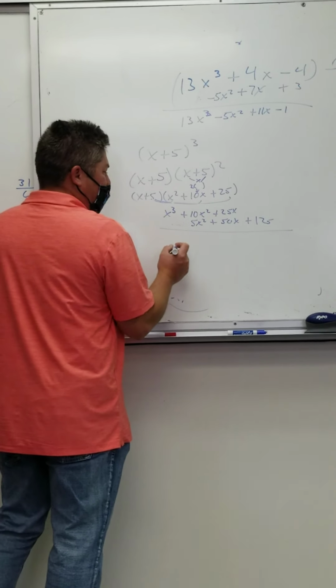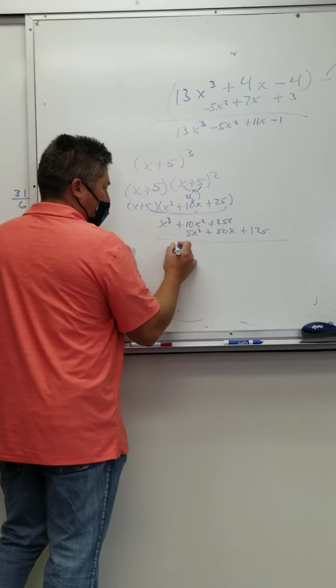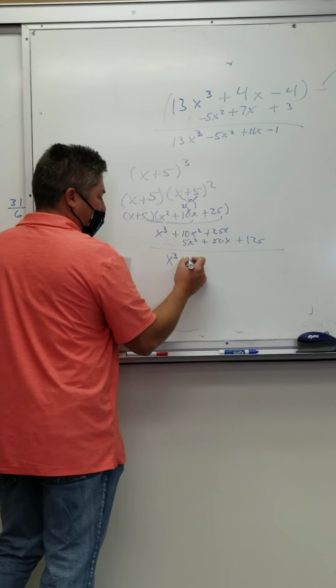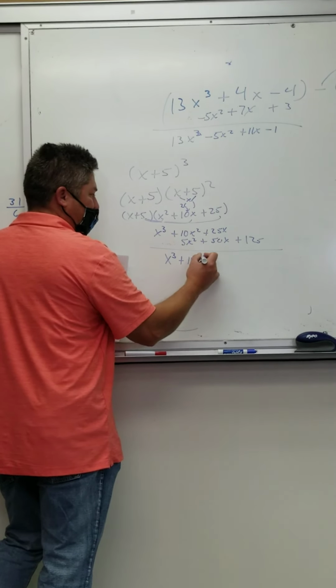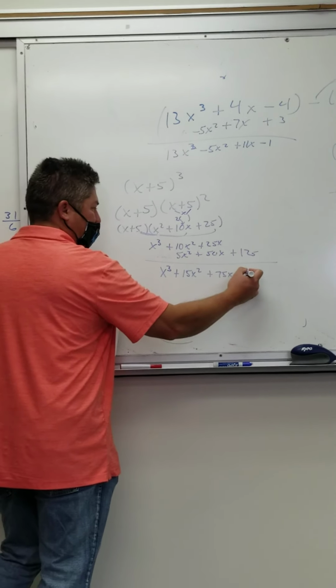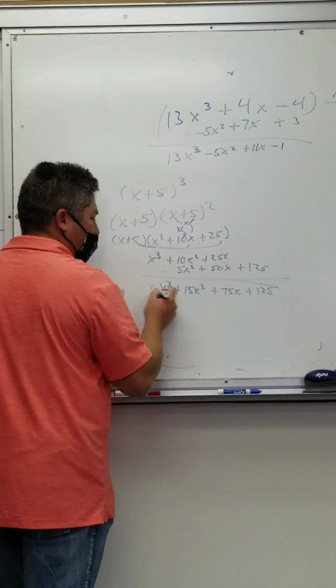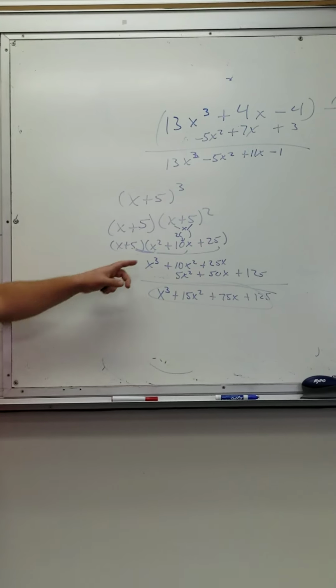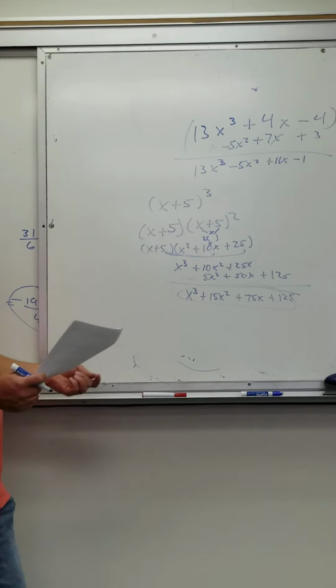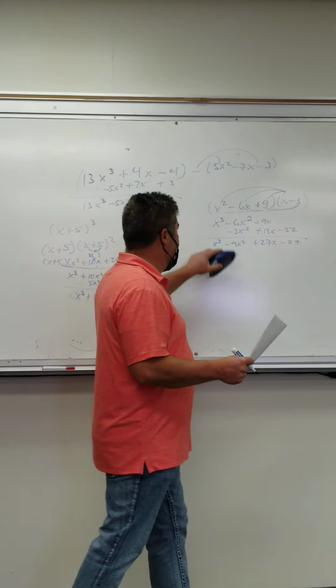And then we add these together. What do I get? X cubed plus what? Everybody shout it out. 15x squared plus 75x plus 125. Very easy at that point, okay? Don't change your exponents when you add, though. I do see some kids do that. Okay, so that is 1 through 20.